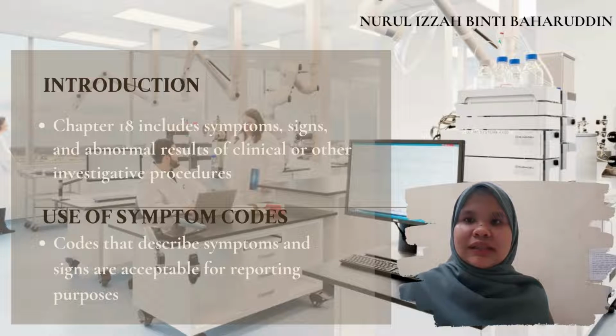The alphabetical index should be consulted to determine which symptoms and signs are to be allocated here and which to other chapters. The residual subcategories number 8 are generally provided for other relevant symptoms that cannot be allocated elsewhere in the classification. Use of symptom codes.